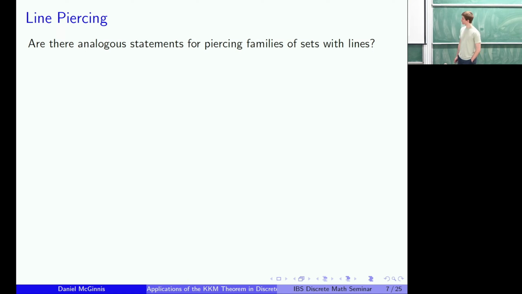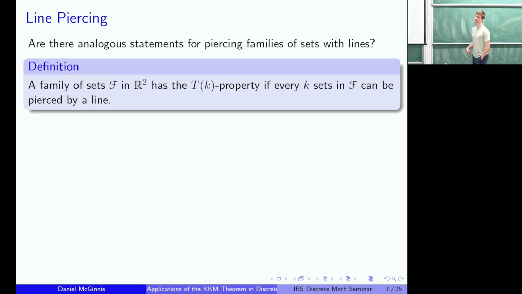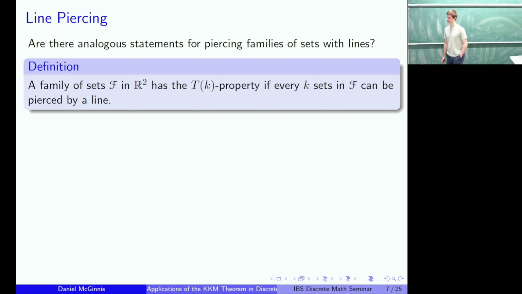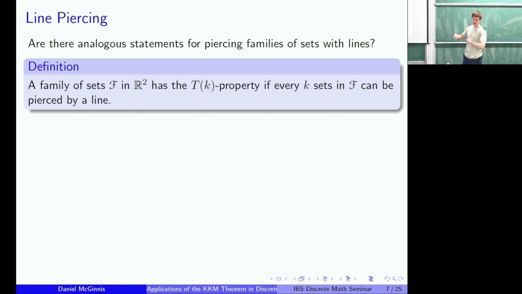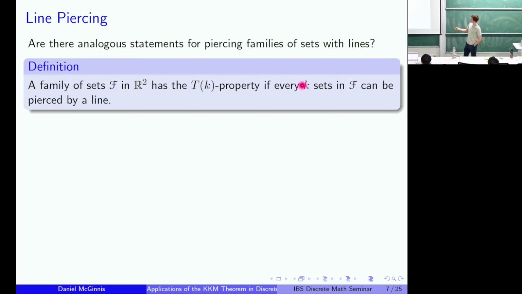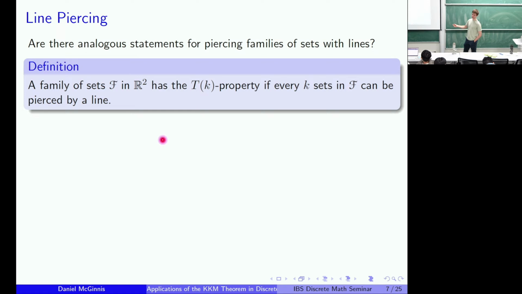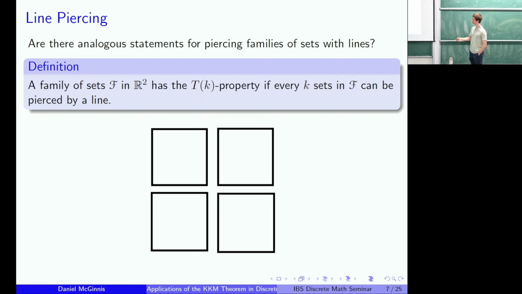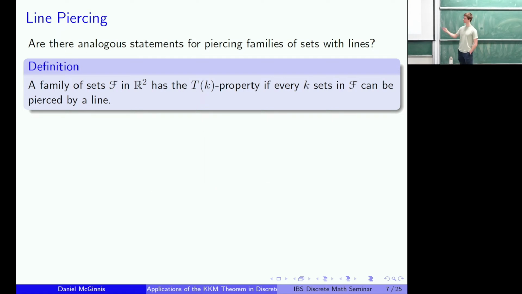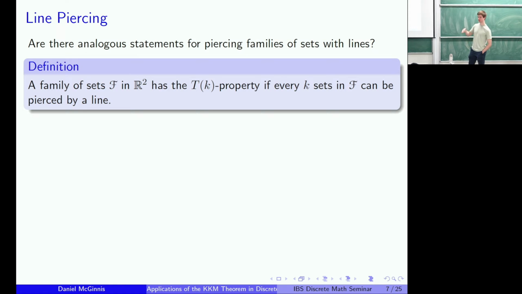So first I'll present an analogous kind of local condition for lines instead of points. We say that a family of sets F, and for right now I'll just be focusing in R2, has the T_k property if every k sets in F can be pierced by a line. This is very similar to the local condition in Helly's theorem, which said that every d+1 points is pierced by a point, but now T_k is the analogous condition for line piercing.